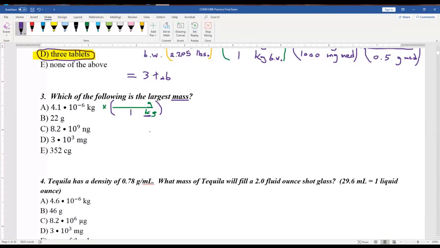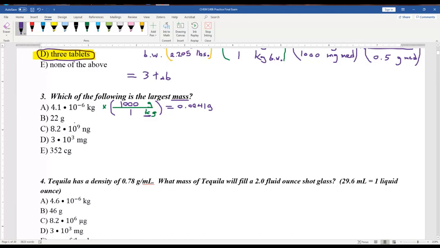So I'll put a 1 in front of the prefix unit, and then I'll put the numerical meaning of the prefix in front of the base unit. Kilo means 1,000. That's its numerical meaning. So 1 kilogram is 1,000 grams. And when I multiply this, it's going to end up giving me 0.0041 grams.